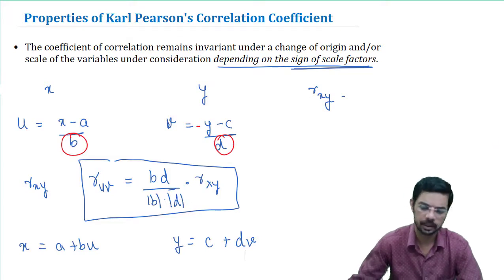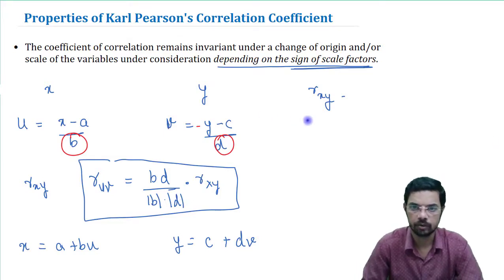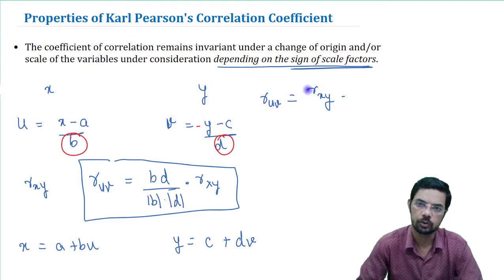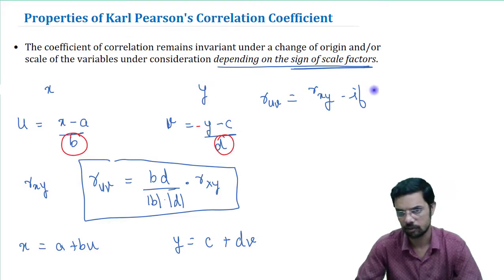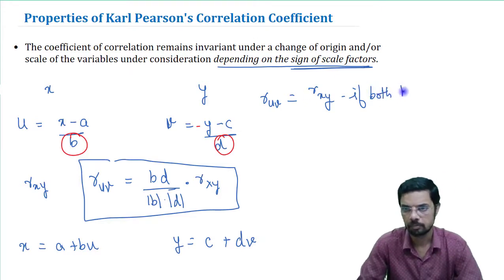So therefore the value of r of xy will be equal to r of uv if both b and d have the same signs, because if both of them have the same signs, the product will be positive. The numerator will be positive and the denominator is always positive. If both are negative, the numerator will still be positive. So the result will be 1. The coefficient r of xy will become 1 in this case if both b and d have the same sign.